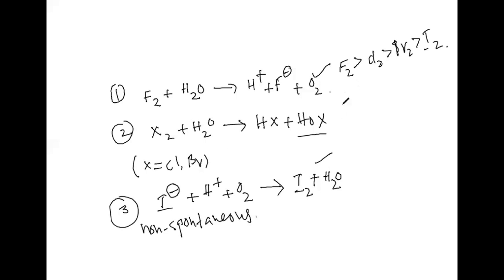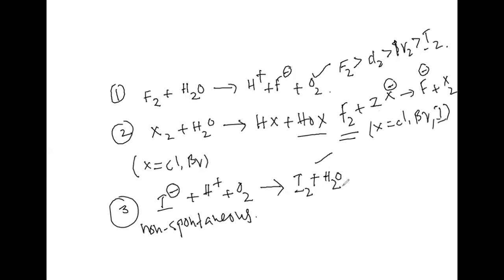For this, I'll be writing reactions: F2 plus 2X minus gives rise to 2F minus plus X2. The meaning of this is fluorine can displace chlorine, bromine, and iodine from the aqueous solutions. Now, if you see the second one, that is chlorine, when it reacts with X minus, here this X minus is bromine and iodine. Here we can take Cl minus plus X2. Means the chlorine can displace bromine and iodine.